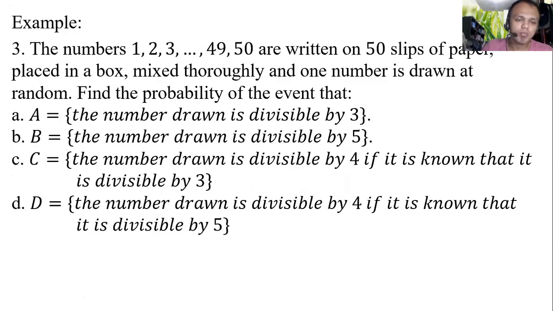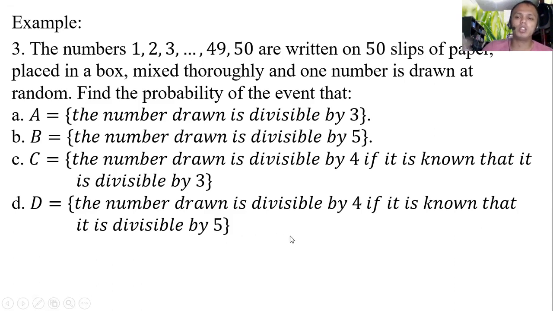Another one. The numbers 1, 2, 3 to 50 are written in 50 slips of paper, placed in a box, mixed thoroughly, and one number is drawn at random. Find the probability of the event that, first event A, the number drawn is divisible by 3. Event B, the number drawn is divisible by 5. Event C, the number drawn is divisible by 4 if it is known that it is divisible by 3. D naman, the number drawn is divisible by 4 if it is known that it is divisible by 5.